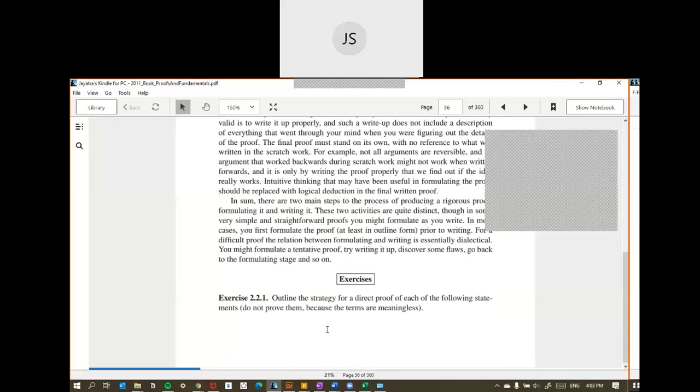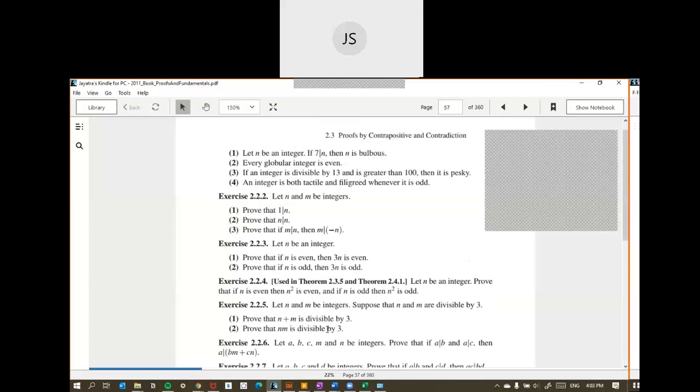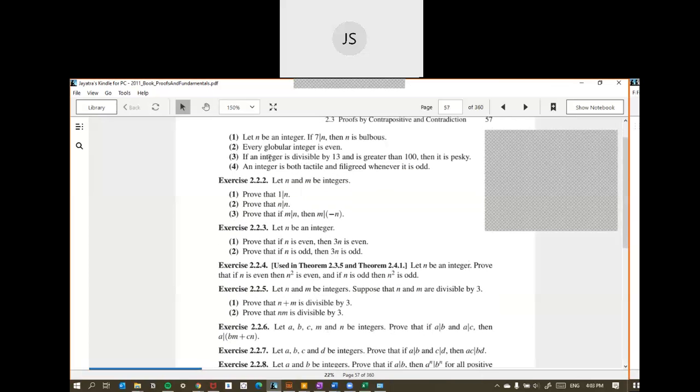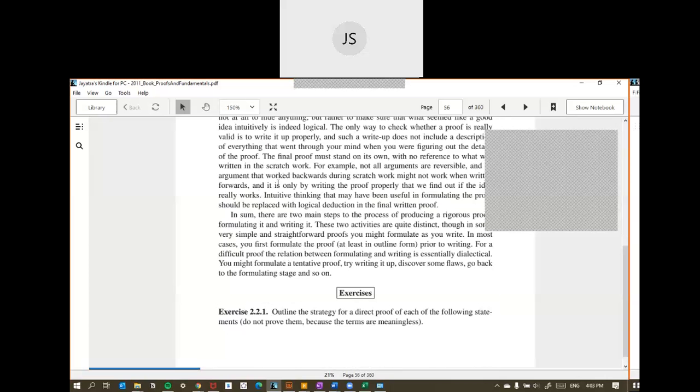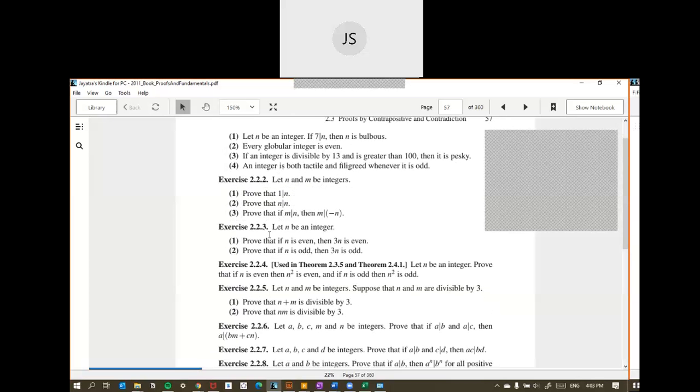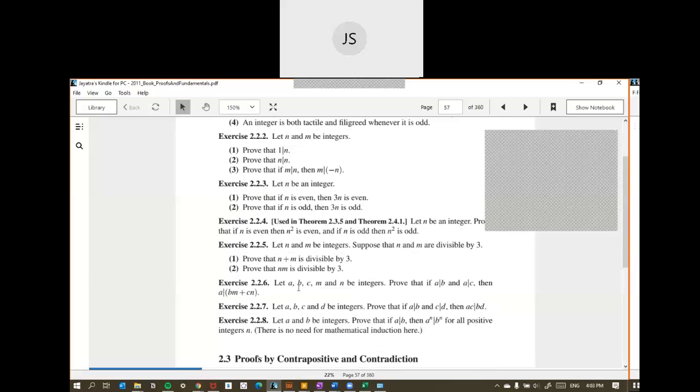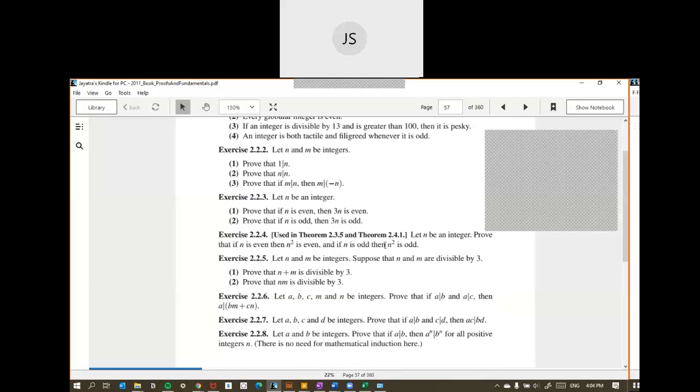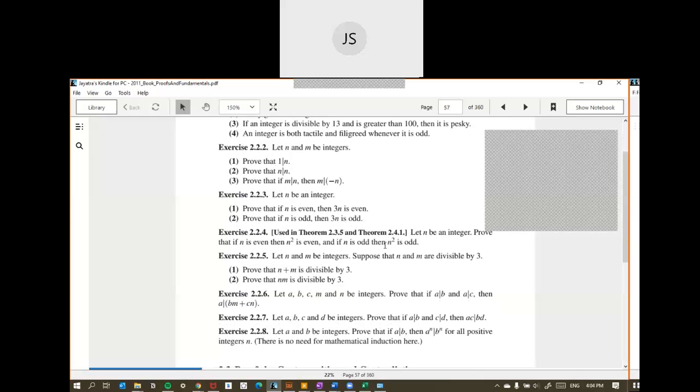So let's do some exercises. I don't want to outline the strategy. I will just go on with doing some of the important problems. Let's do exercise 2.2.5.